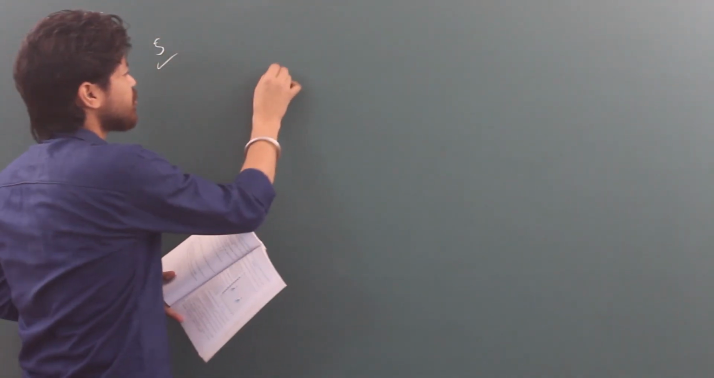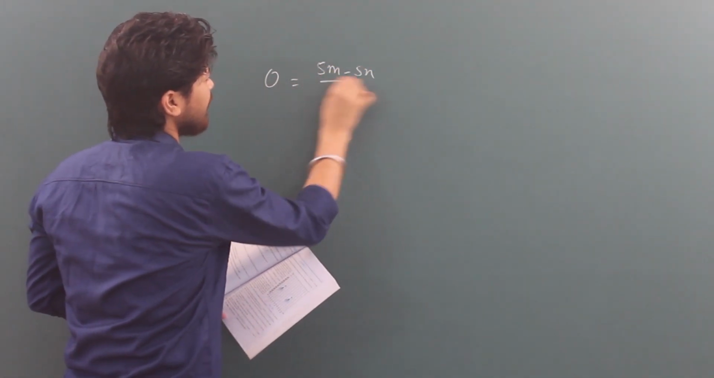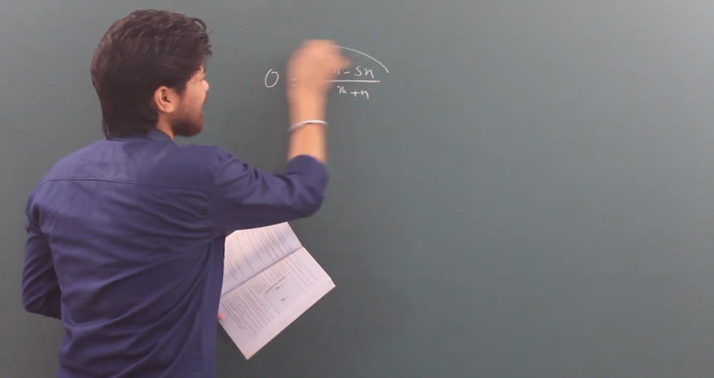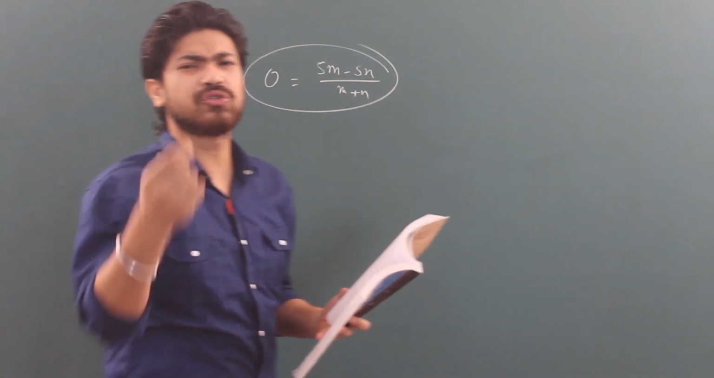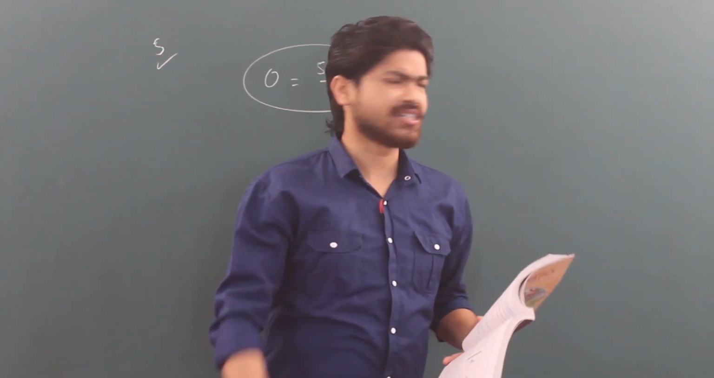Last class, because of the time issue, we couldn't complete one question at the last stage. It was question number 5. Up to this much we got the key, 5m minus 5n by m plus n, and we need to find a ratio. Then because of the time issue, our video got cancelled.